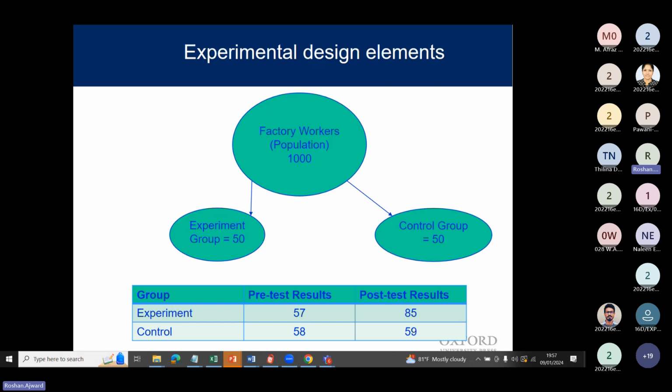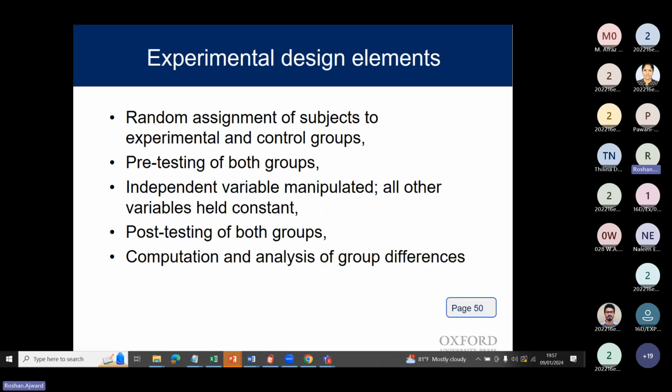Comparatively, whether the trained groups are doing better than the untrained groups. This is called experimental design. Right? So what did you do? In experimental design, you randomly assign subjects to experimental and control groups. They are without any preference. Therefore what you do is you randomly take people into these two groups. Let's say group A and group B.